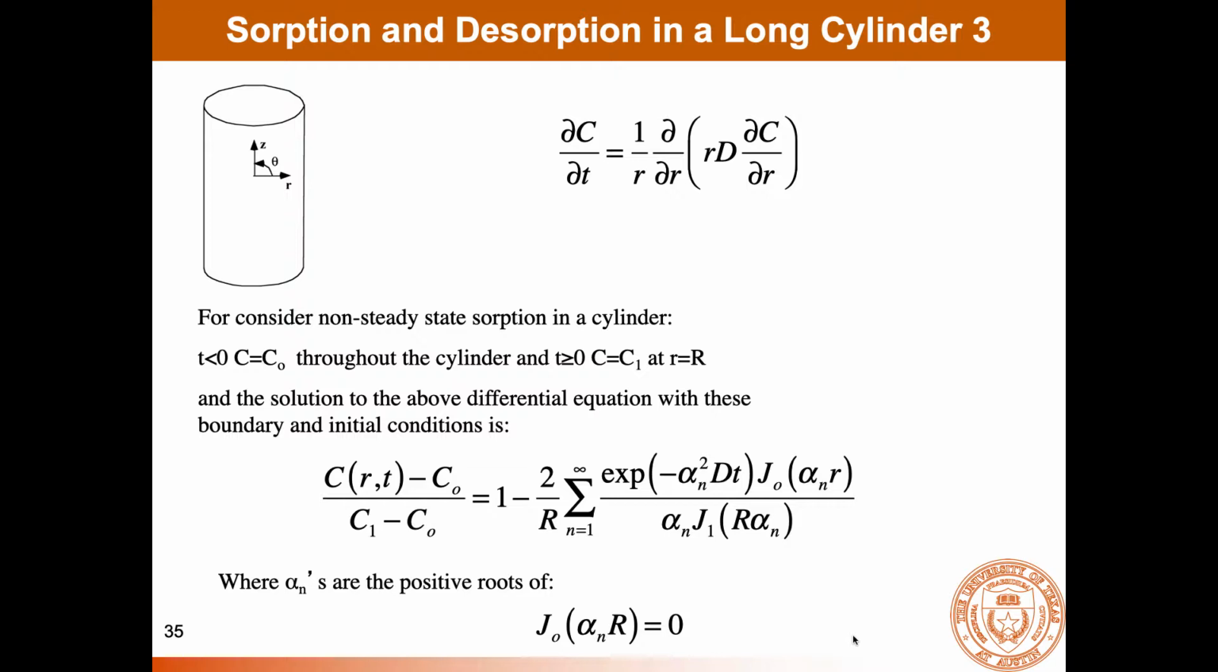The boundary conditions are quite similar to the ones that we looked at for the flat plate. That is, at t less than 0, the initial concentration of penetrant is C0, and at t greater than 0, the boundary is stepped up to a new concentration, C1. And with these boundary conditions, this is the solution for the concentration profile. As in the solution of these kinds of problems, you always see Bessel functions appearing, as opposed to, for example, sines and cosines in the planar sheet case.